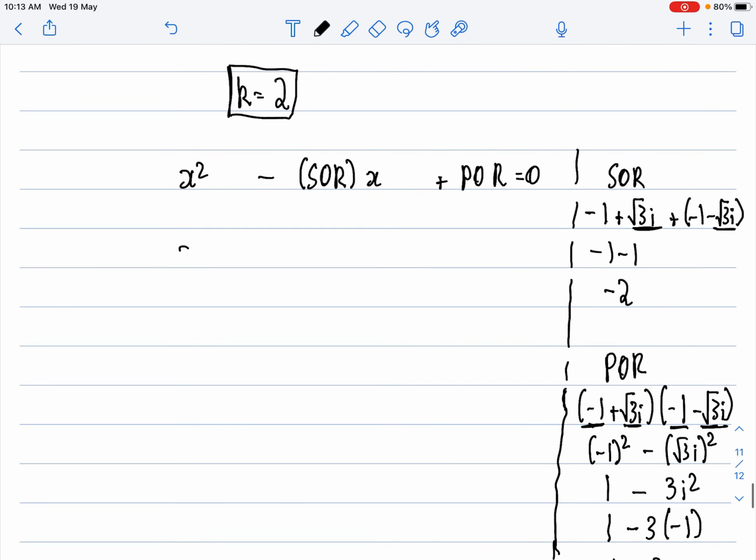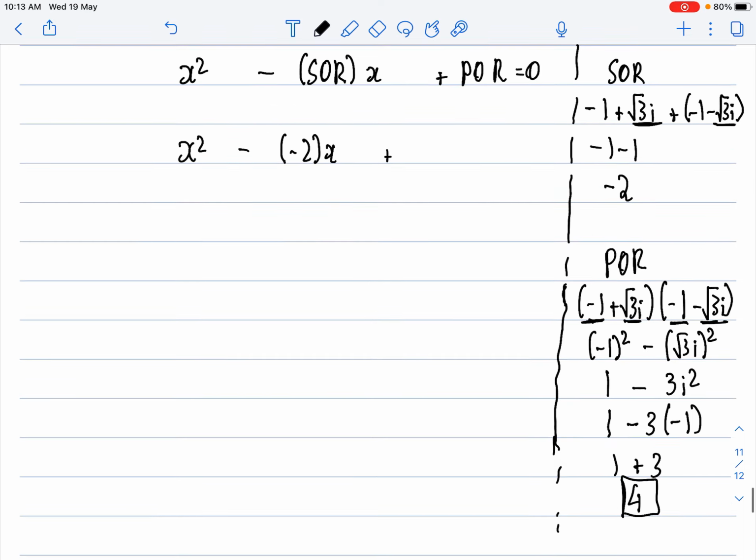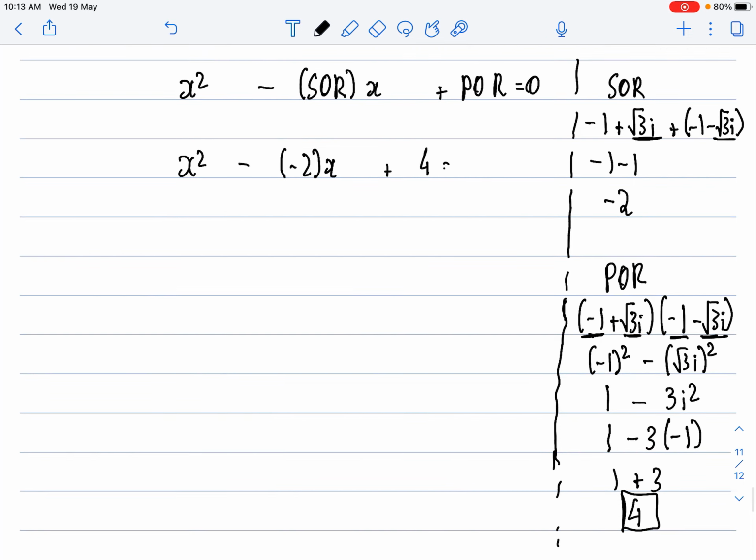So I can simply substitute this into the equation, which is x square minus the sum of roots times x, plus the product of roots, 4, which is equal to 0. Okay, you don't need to equate it to 0, I'm just making a quadratic for now. So now this is basically x square plus 2x plus 4.